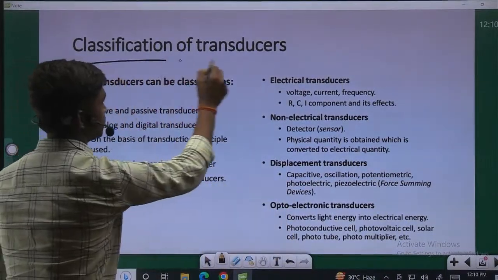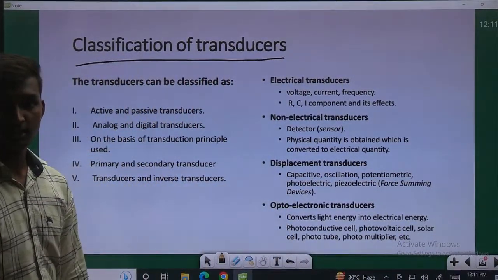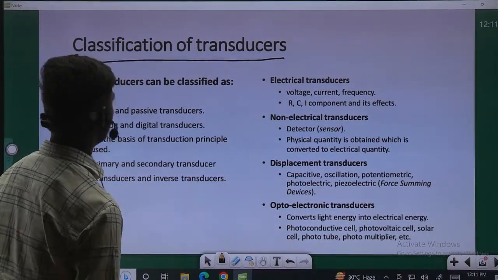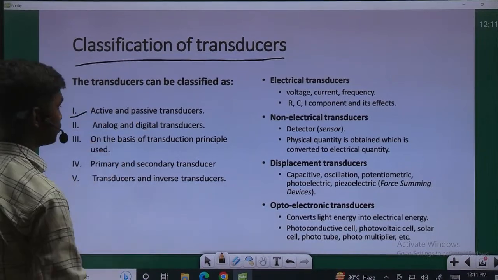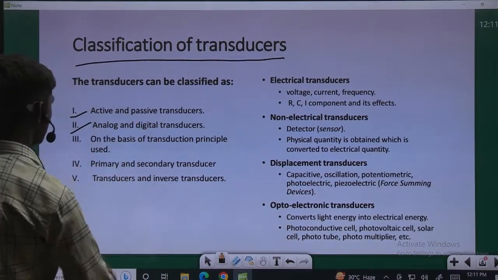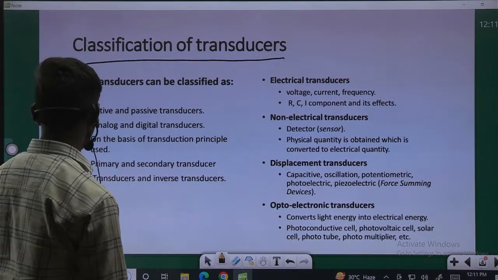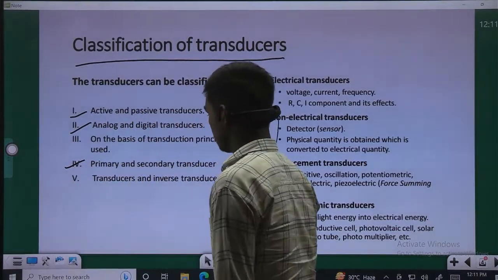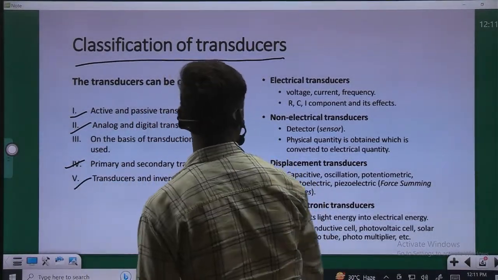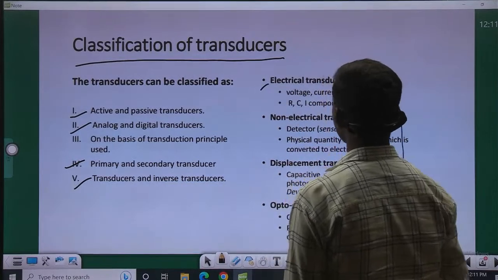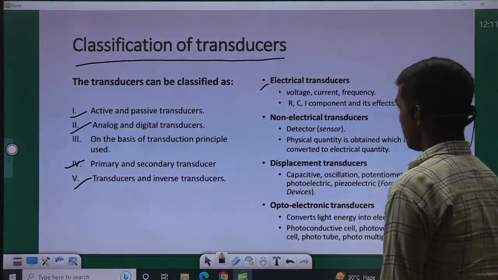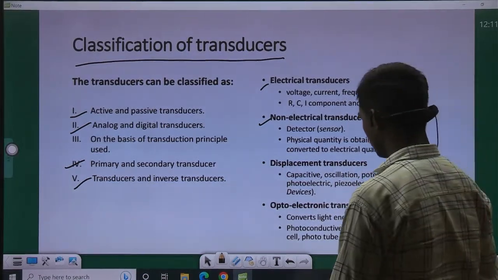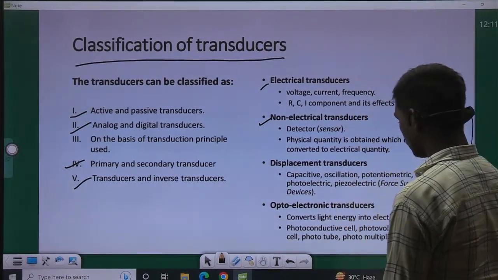Classification of transducer. We will discuss the classification of transducers. The transducer can be classified as active and passive transducer, analog and digital transducer, on the basis of transduction principle used. Primary and secondary transducer and inverse transducer, and next one is the electrical transducer, voltage, current, frequency, and the second one is the non-electrical transducer, displacement transducer and optoelectronics transducer.